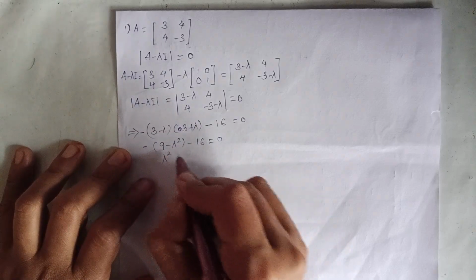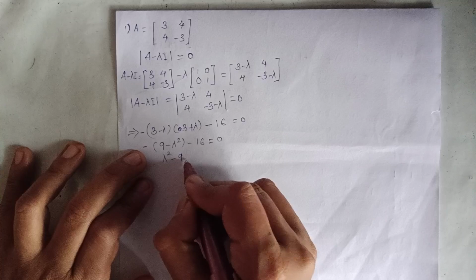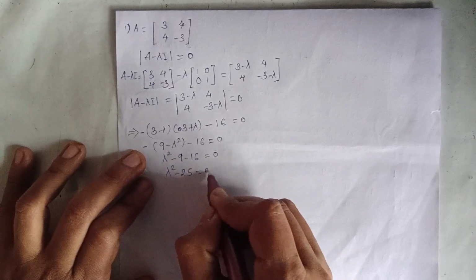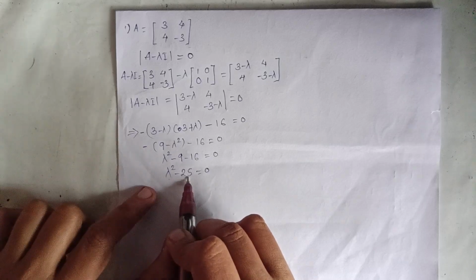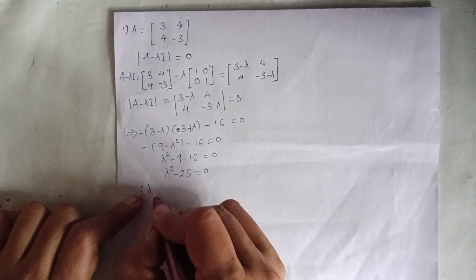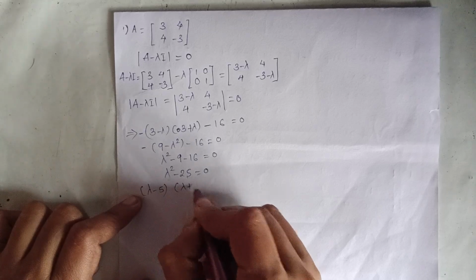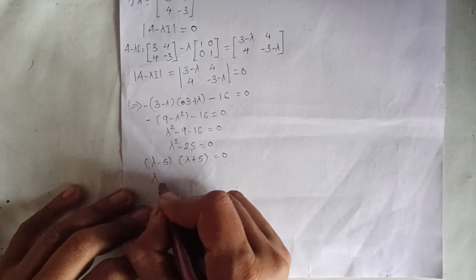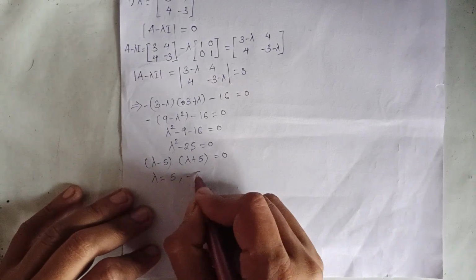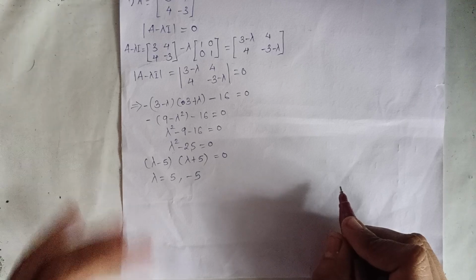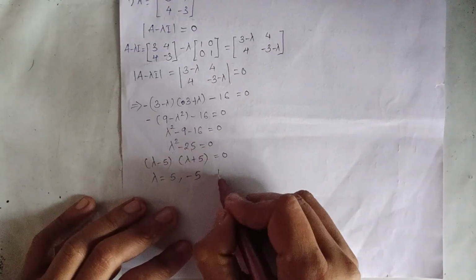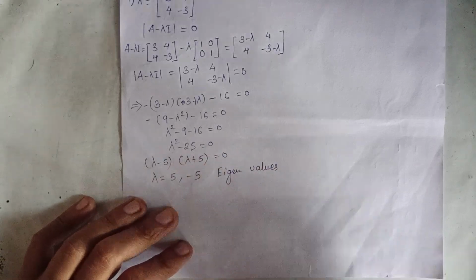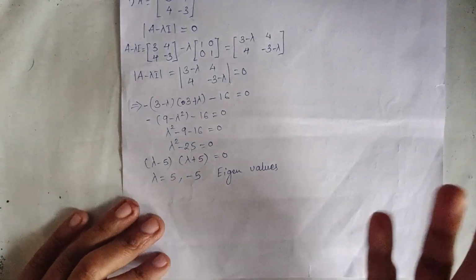So this is nothing but lambda square minus 9 minus 16 equal to 0, which is lambda square minus 25 equal to 0. So a square minus b square, a minus b, a plus b. So lambda minus 5, lambda plus 5 equal to 0. Okay. So the values of lambda are 5 and minus 5. Okay. So these are eigenvalues.